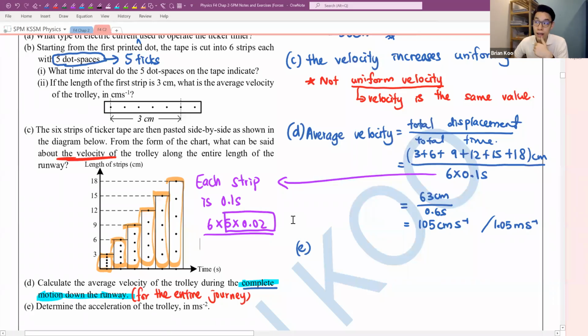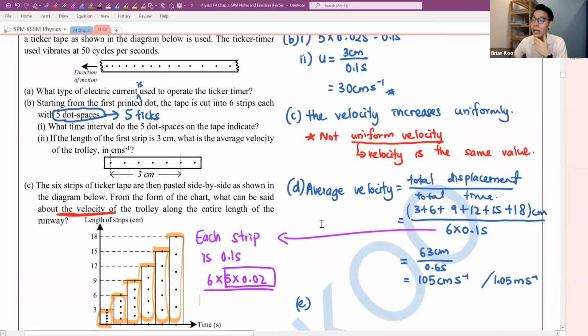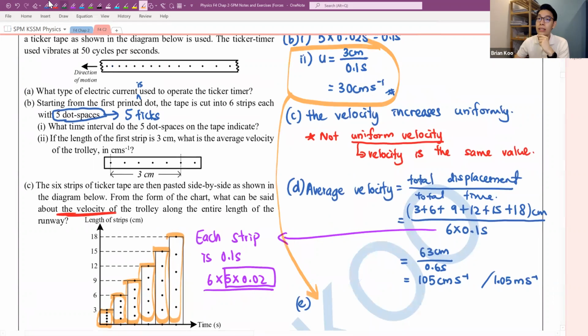So the first part, the U, we have already calculated in part B2. If you look up there, part B2. So I'm just going to bring this one down here, so that you can see. I'm not going to calculate again. I'm just going to write like that.